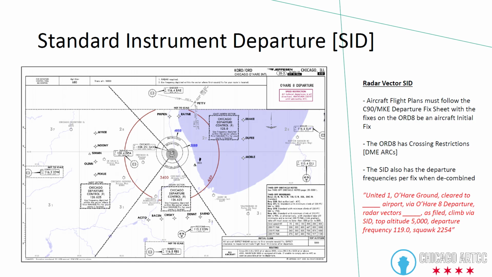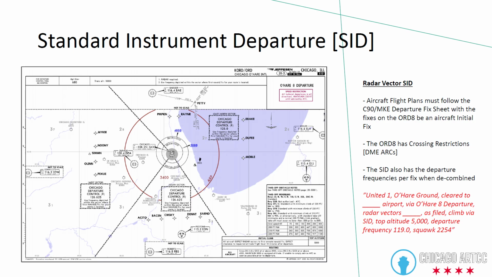A sample clearance using the O'Hare 8 departure: United 1, O'Hare ground, cleared to Minneapolis-St. Paul International Airport via O'Hare 8 departure. Radar vectors pumpkin, then as filed. Climb via SID, top altitude 5,000. Departure frequency 119.0, squawk 2254.